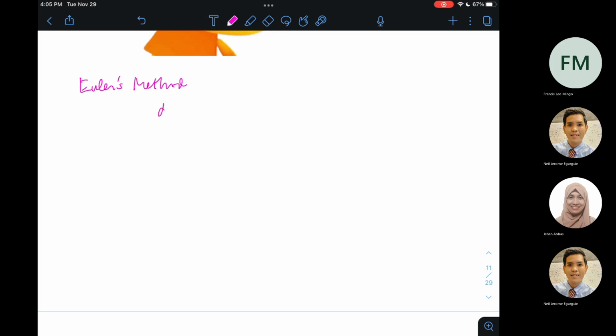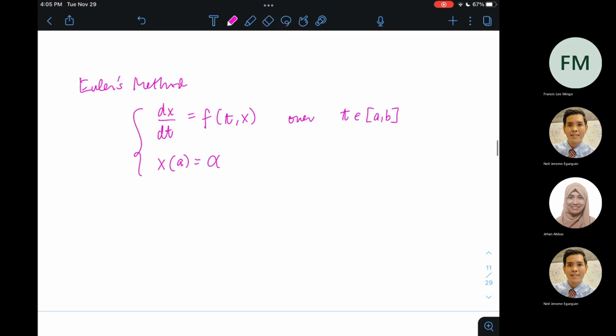Remember, we start with a problem in standard form dx/dt equals f of t, x over the interval, or actually, I forgot which one we are writing first. Perhaps we're starting with the independent variable t first and then yung dependent variable x. And here is over an interval [a, b] for our independent variable. And usually we have an initial condition, x of a equal to alpha, right? So ito yung mga klase ng differential equations na tinatry nating hanapan ng solution.